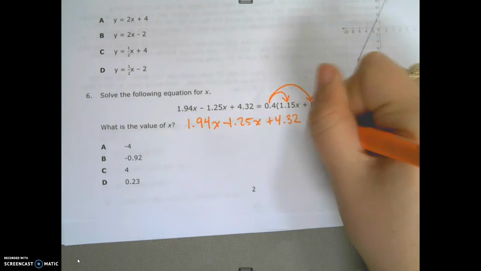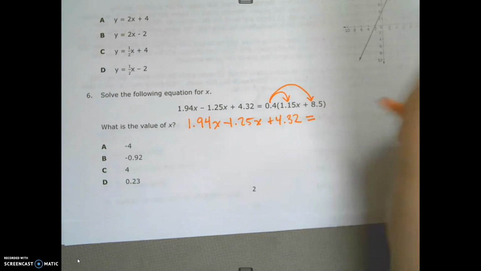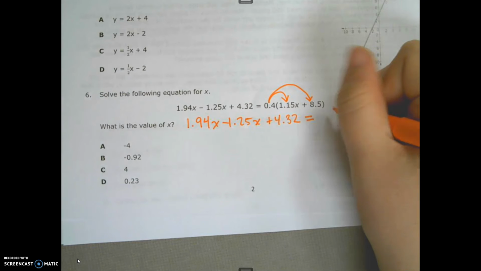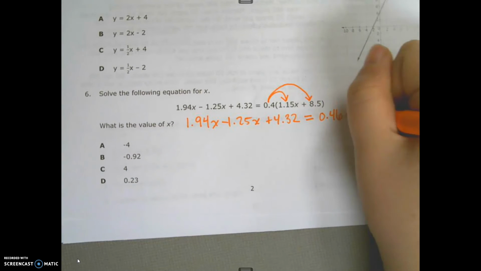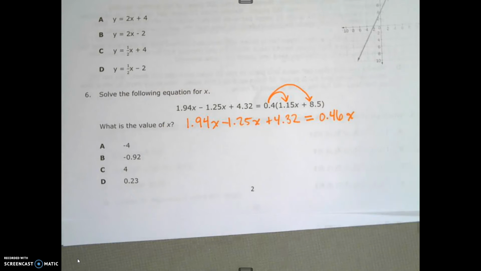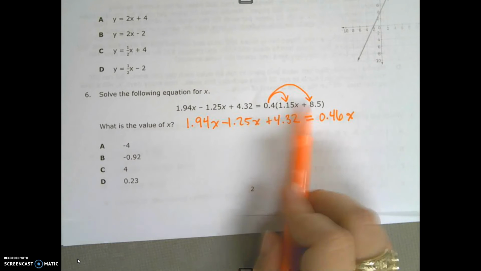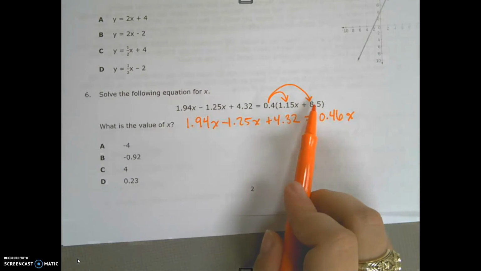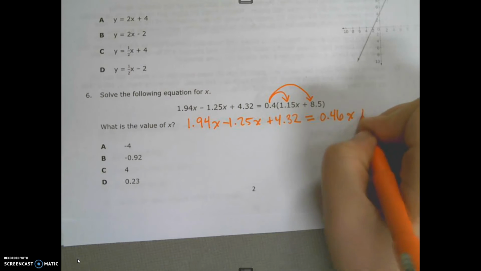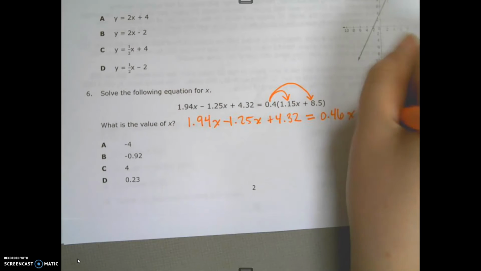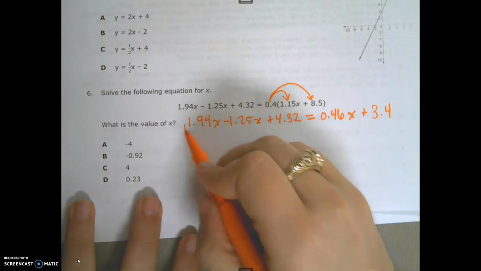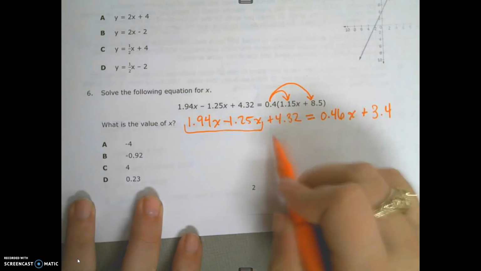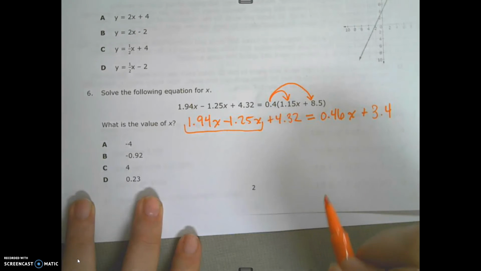32/100ths equals, when I do 4/10 times 1 and 15/100ths x, I get 46/100ths x. And then when I do 4/10 times 8 and 5/10, I will get plus 3 and 4/10. Now I need to combine my like terms. So I'm going to combine my x's on this side, and there are no other like terms I can combine.